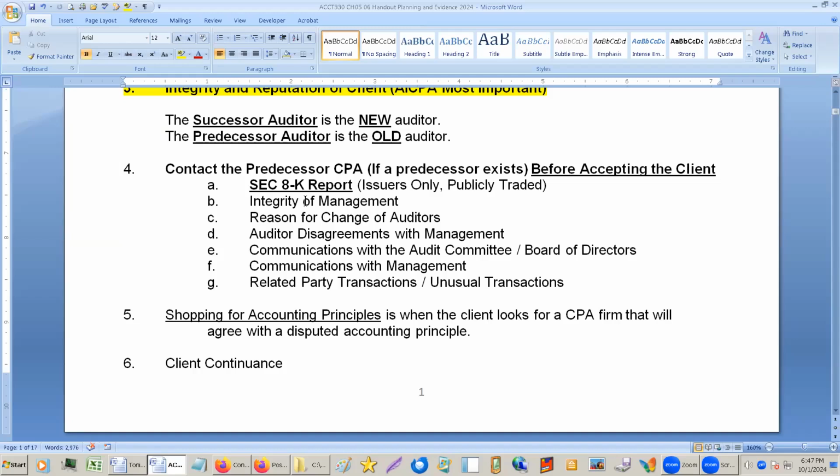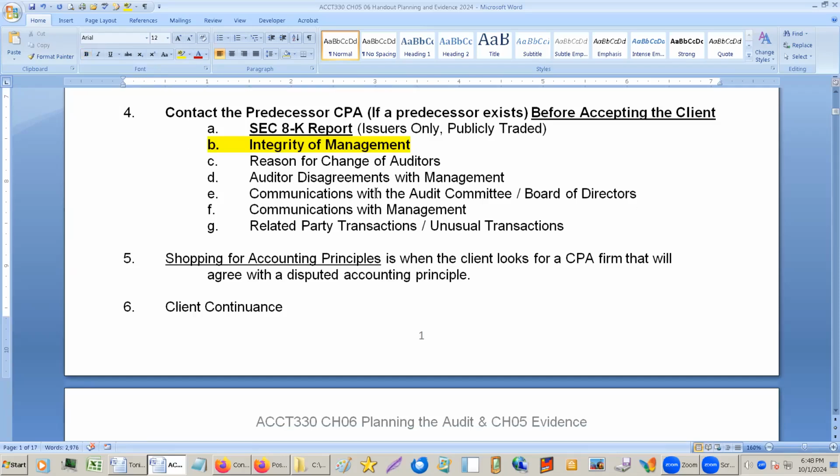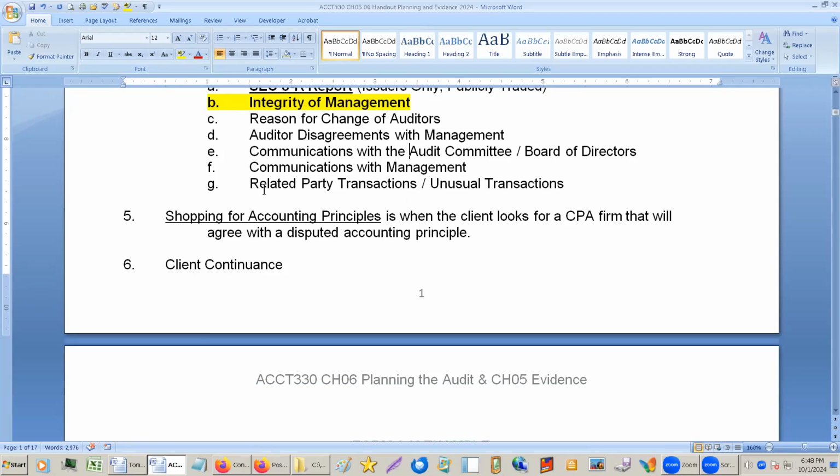But this is what you talk with the predecessor auditor about. Integrity of management, probably the most important one. It is the most important one here. Can you trust these people? Reason for the change, whatever it was, any disagreements with management, how I was working with management, board of directors, anything unusual about the organization, related party transactions.